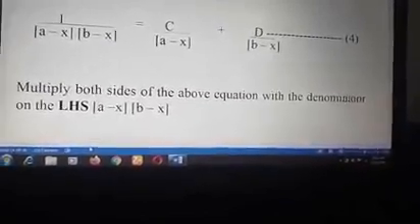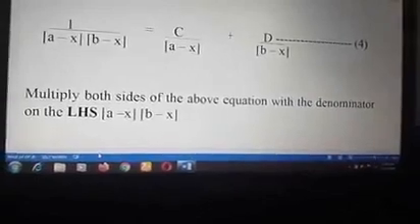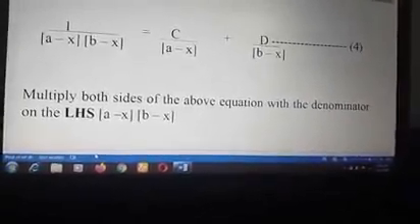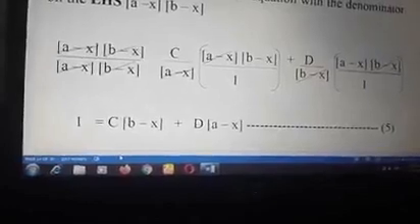So to solve, multiply both sides of the equation by the denominator on the left hand side. The denominator on the left hand side is a minus s and b minus s. So multiply both sides with that denominator. We multiply the left hand side by the same denominator, a minus s, b minus s. It will cancel out, as you can see on the left hand side. Then you multiply C all over a minus s by the same a minus s, b minus s. You see a minus s cancels a minus s. Also, do the same thing with D all over b minus s. Multiply it by the same denominator, a minus s, b minus s. b minus s cancels b minus s.